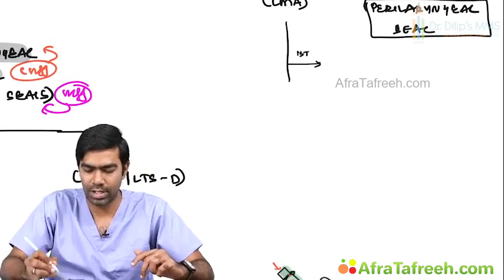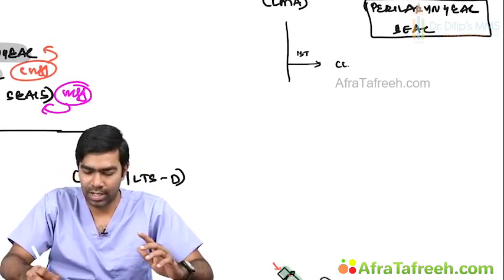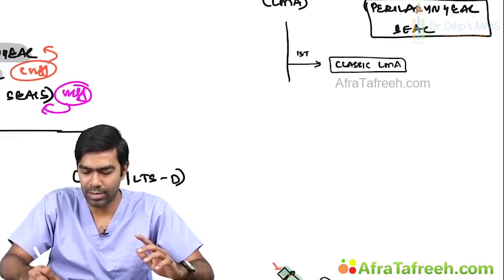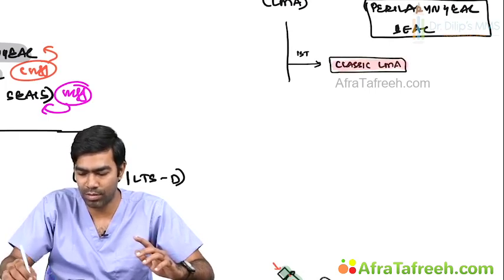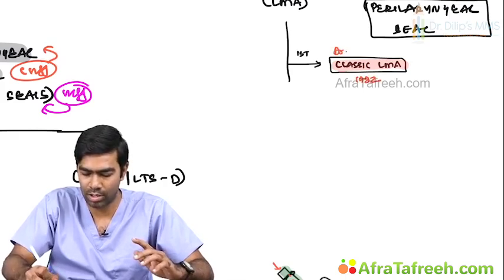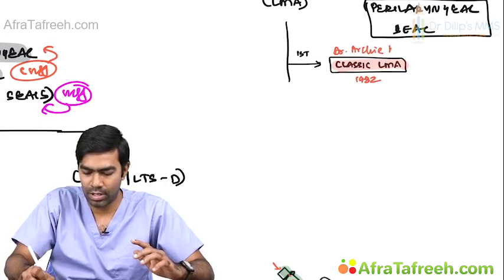So you have first generation LMAs. First generation LMA is the classic LMA. The first thing that you have to know is the classic LMA. And why is this classic LMA very important? Because this serves as a benchmark even now. Because it was first invented in 1982 by a doctor called Archie Brain. So he got the patent for this LMA in 1982. But remember why that name, Dr. Archie Brain, is important? Because he is such a good intellect that he is basically more of a designer of different instruments rather than an anesthetist.